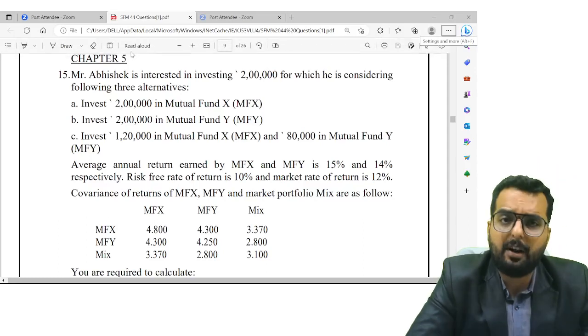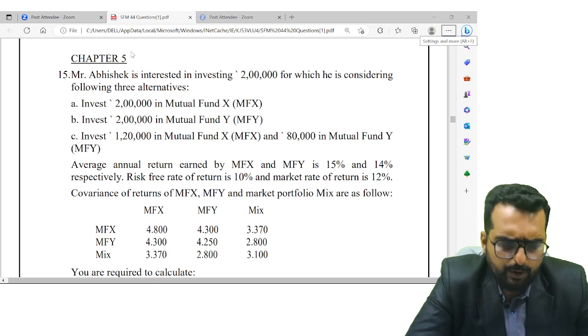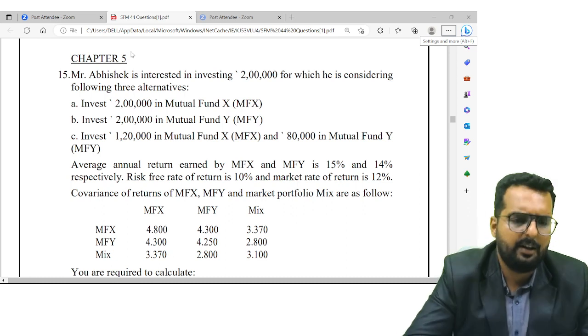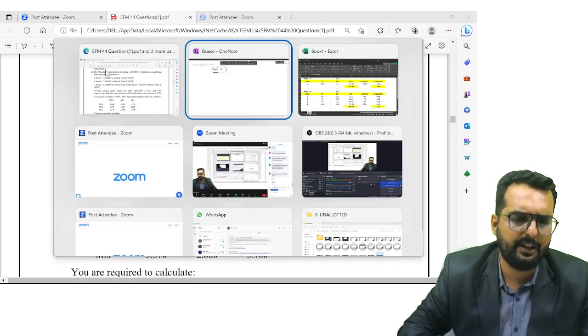All right, friends, question number 15 of the Super 50 session. This is a beautiful question. Let's do it together. Mr. Abhishek is interested in investing 2 lakh in the following 3 alternatives.